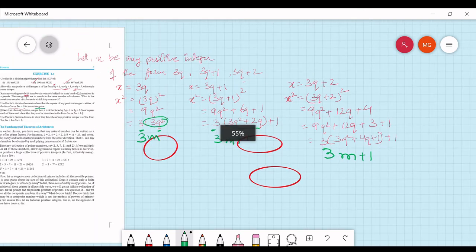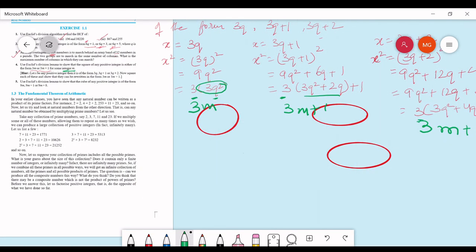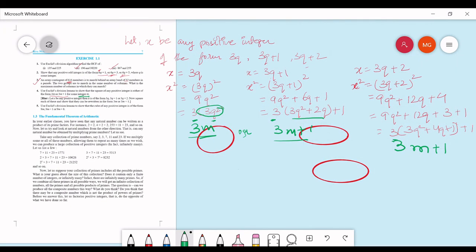So we can very well write the square of any positive integer in the form of 3m or 3m plus 1, right? These are the only forms in which we can write the square of a positive integer, right? So this was your question number 4, and question number 5 is similar to question number 4. So I'll suggest you try this question as well.